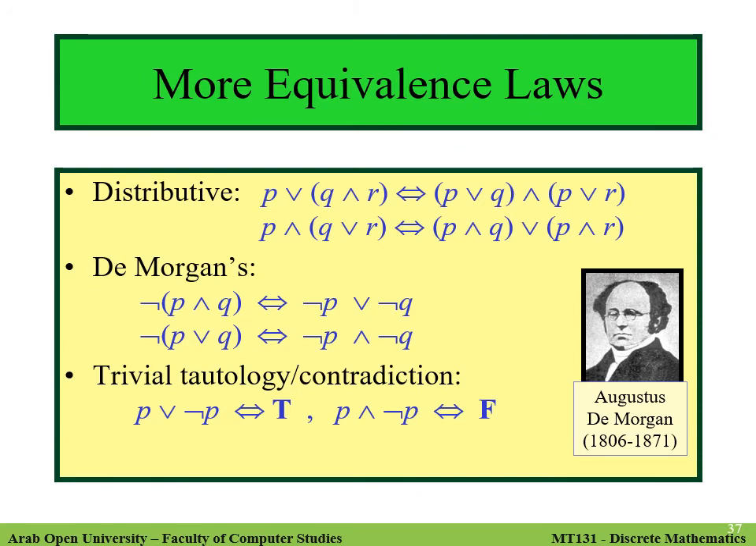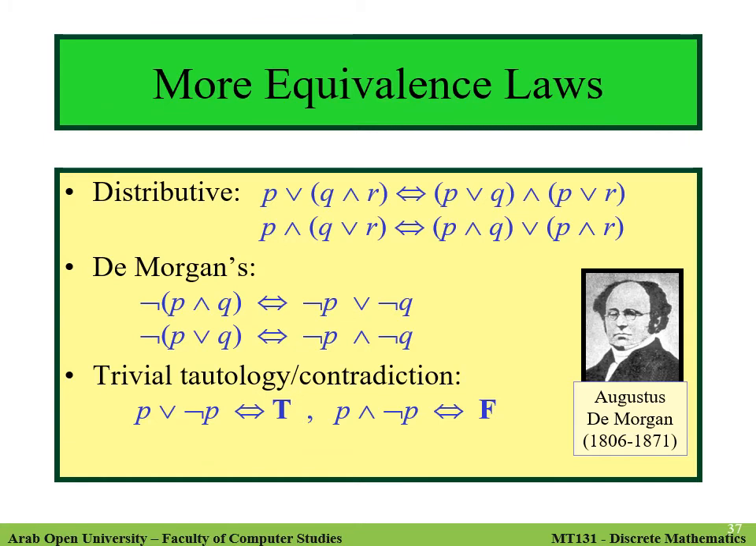The distributive law, you have two formulas. The OR operation distributes over the AND, and also, the second law, the AND will distribute over the OR. The first formula, P or (Q and R) is equivalent to (P or Q) and (P or R). The second formula, the AND distributes over the OR, P and (Q or R) is equivalent to (P and Q) or (P and R).